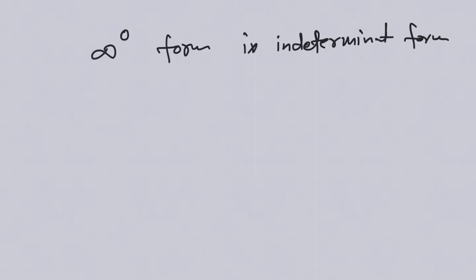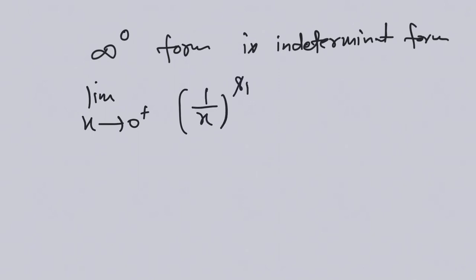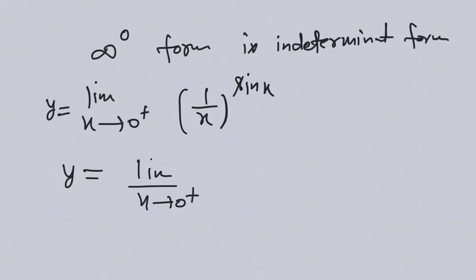So the question is: limit as x approaches 0 plus of (1/x) to the power sin x. Let this be equal to y. So y is equal to the limit as x approaches 0 plus, and we write this as e to the power sin x ln(1/x).